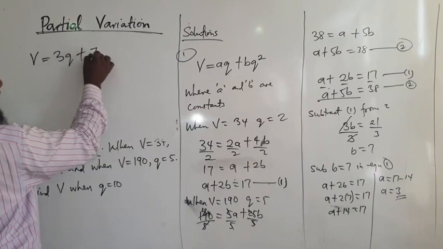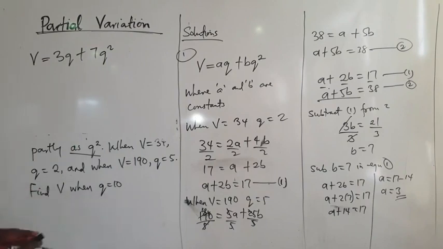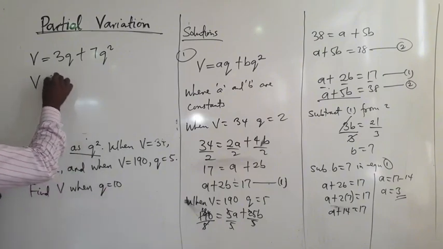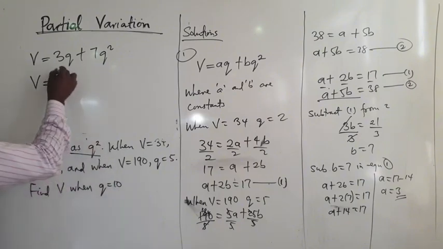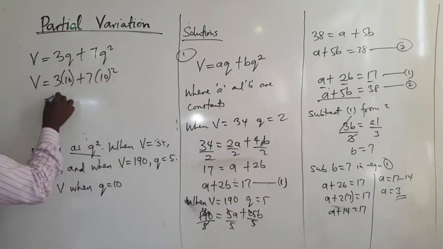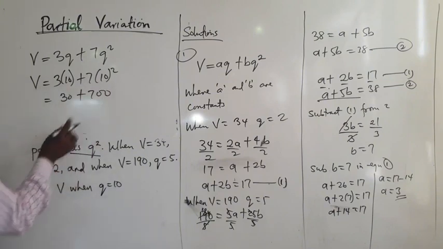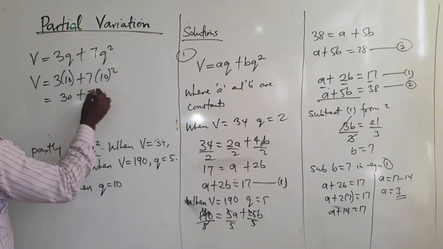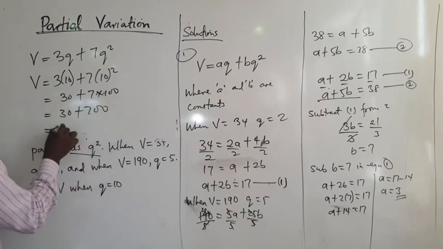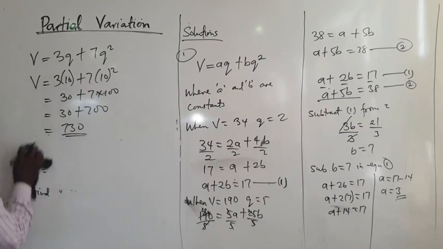plus b, which is 7q squared. But the question now asks us to find the value of p when q is equal to 10. So p is what we are looking for here. Wherever we see q, we put 10 there. So 3 multiplied by 10 plus 7 multiplied by 10 squared. This gives us 30, and 7 times 100, since 10 squared gives us 100. So we have 30 plus 700, which is 730. That is the value of p.